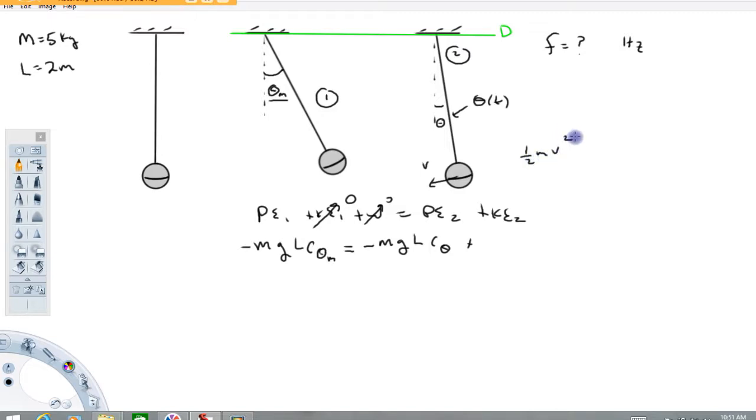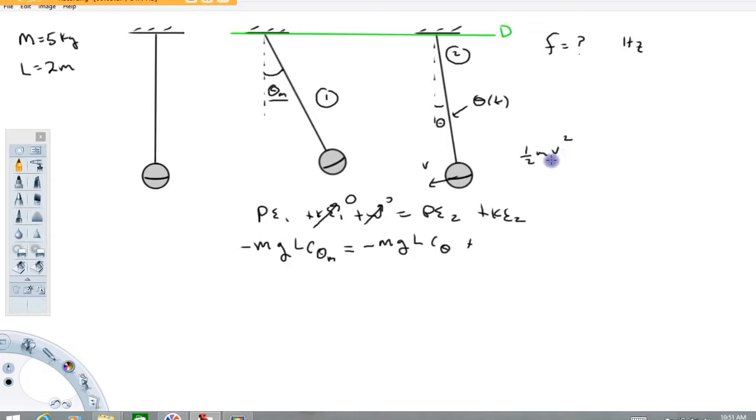Now, I couldn't get away with that if this was a really large object. If this were something like this, rotating about this point, we would have to calculate the moment of inertia of this object about this point, and we would have to do the rotational term that way. But as long as this thing is pretty small compared to the length, we can express the kinetic energy term as just 1/2 mv squared.